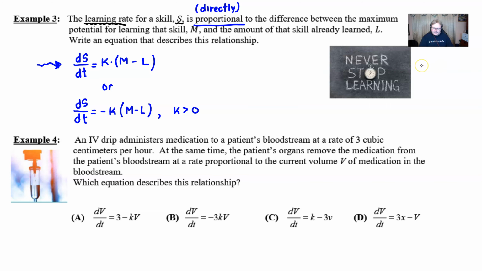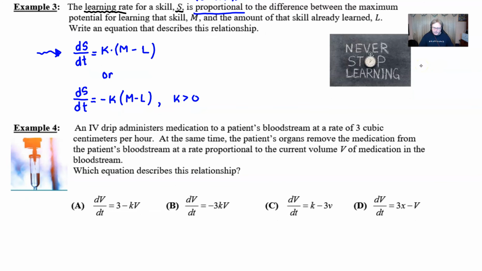All right, let's take a look at example 4. An IV drip administers medication to a patient's bloodstream at a rate of 3 cubic centimeters per hour. At the same time, the patient's organs remove the medication from the patient's bloodstream at a rate proportional to the current volume V of the medication in the bloodstream.